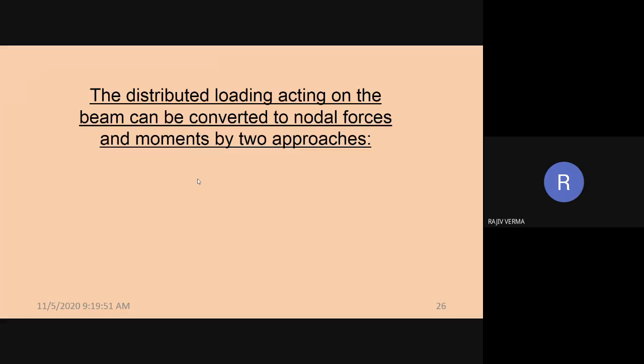The distributed load acting on the beam can be converted to equivalent loads acting on the nodes by any of the following two approaches. The first approach happens to be statically equivalent forces. In fact, this is what you have studied in your BTech classes. And the second approach happens to be the work equivalent method.